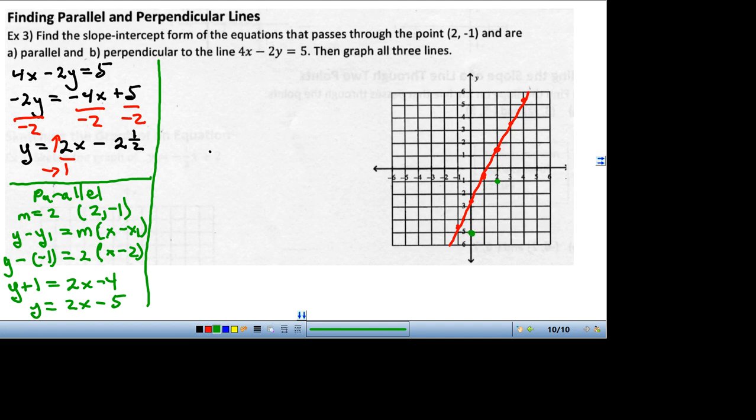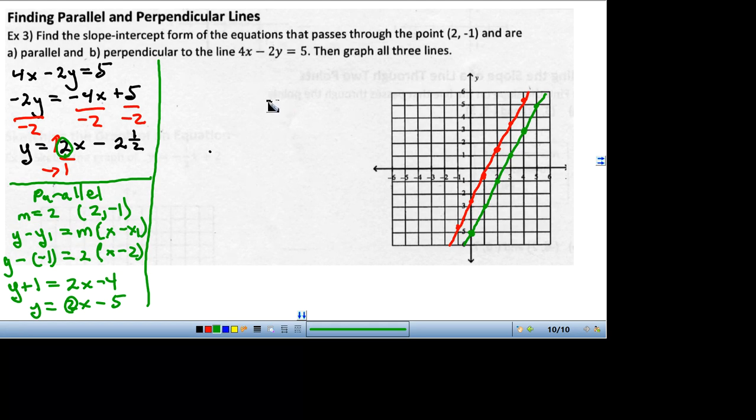Okay, so my y-intercept's going to be at negative 5. And I'm going to go up 2, right 1. Notice it's the same slope. So up 2, right 1. Boom. Up 2, right 1. That's the point. Up 2, right 1. Boom. Yes, the booms matter. Okay, so I got my parallel line.